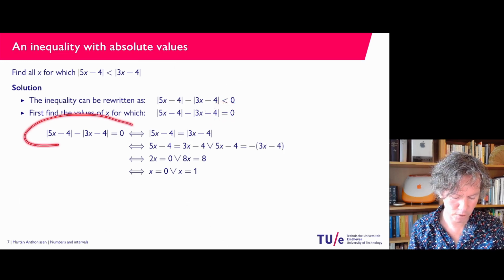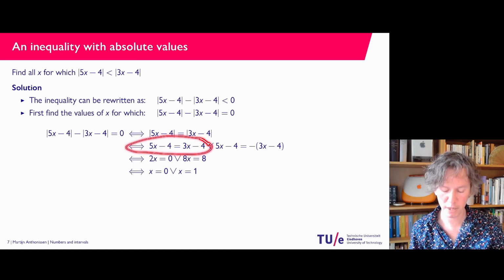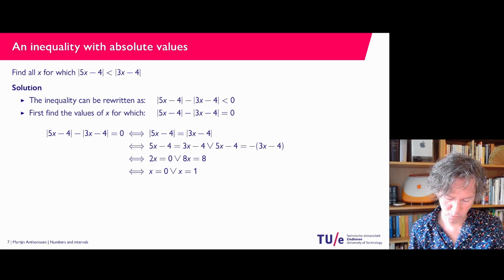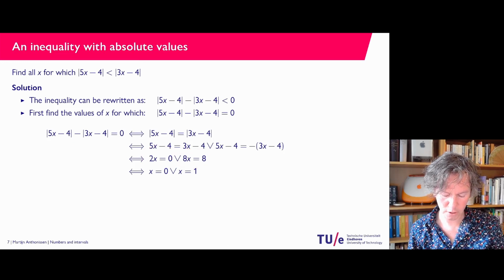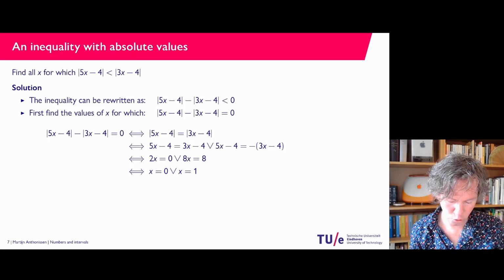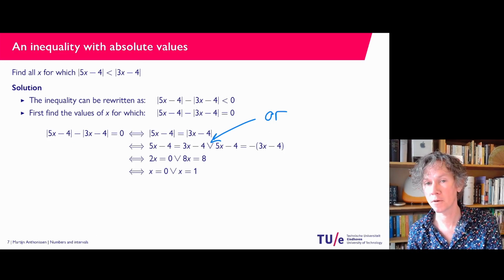So if we have that the expression equals 0, it means that the two of them are equal. So it means that 5x minus 4 equals plus 3x minus 4 or minus 3x minus 4. And then we're back to the simplest situation. So this means that either 2x equals 0 or 8 times x equals 8. So we find two possible solutions, 0 and 1. And just to be sure, if you have never seen this symbol before, it means or. So it's just a mathematical notation for either this holds or that holds. Or maybe both of them can be true.